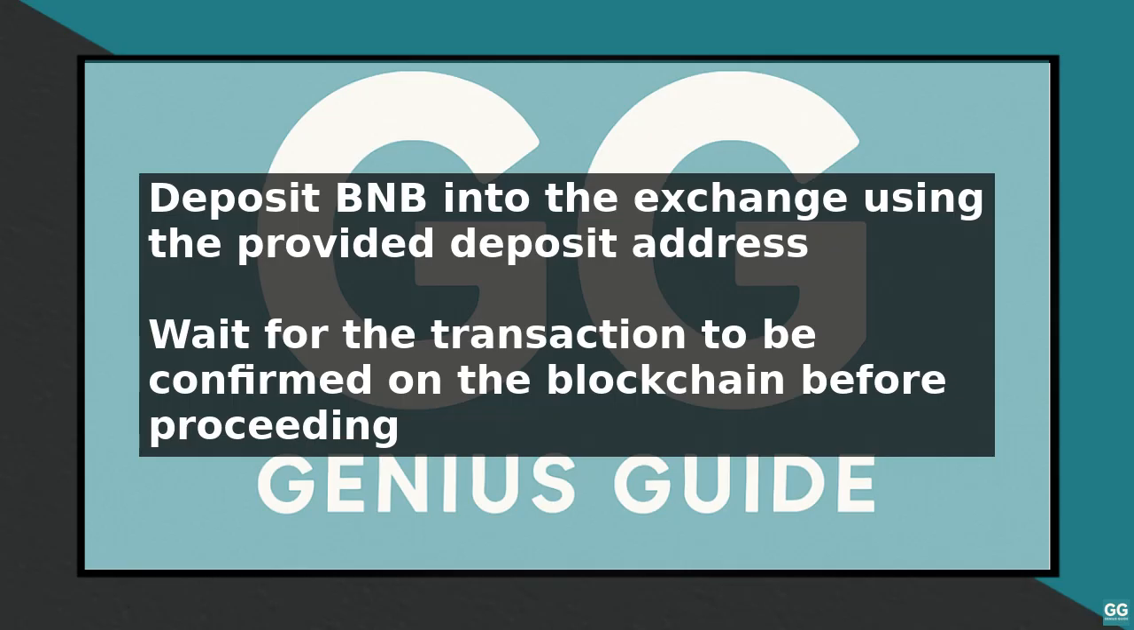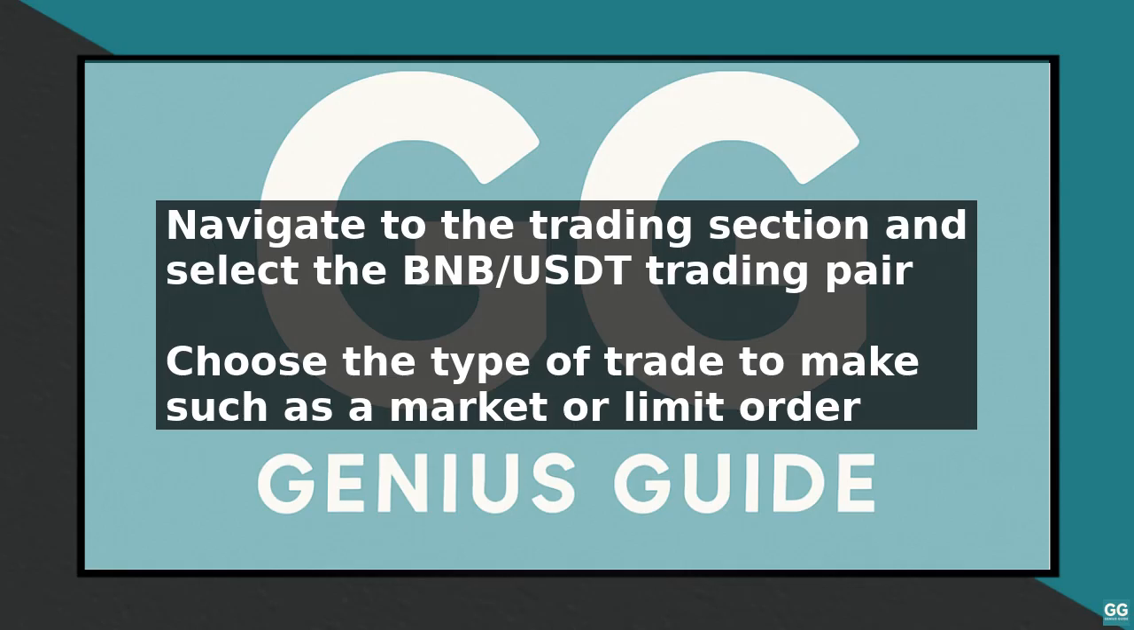After your BNB has been deposited, navigate to the trading section of the exchange and select the BNB USDT trading pair. This will take you to a page where you can view the current market price of BNB in USDT and place a trade. Choose the type of trade you want to make, either a market order or a limit order. A market order will execute the trade immediately at the current market price, while a limit order will execute the trade at a specific price you set.